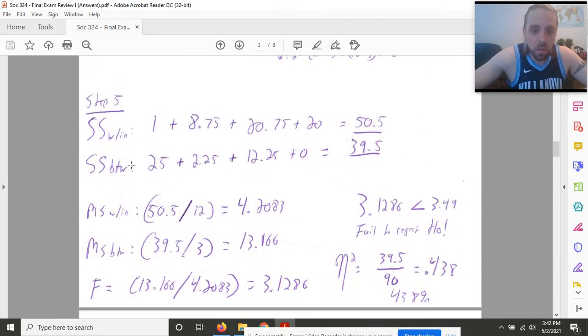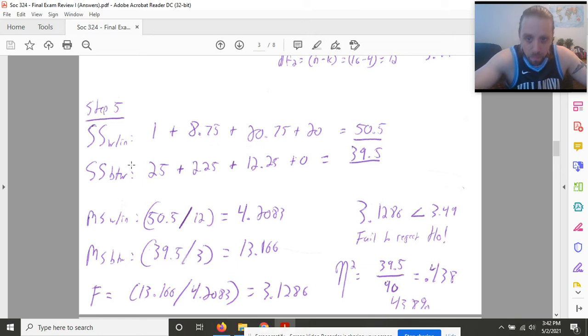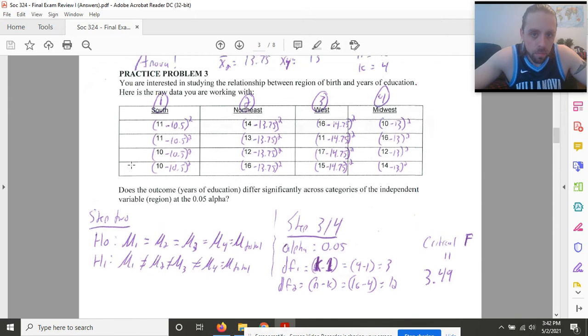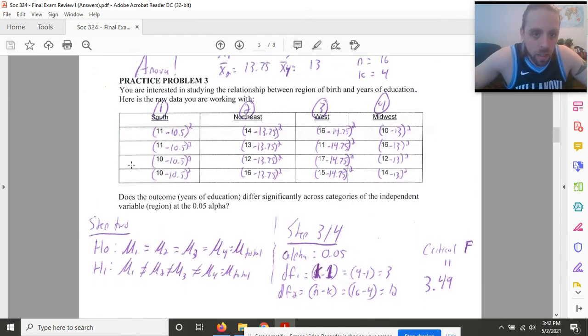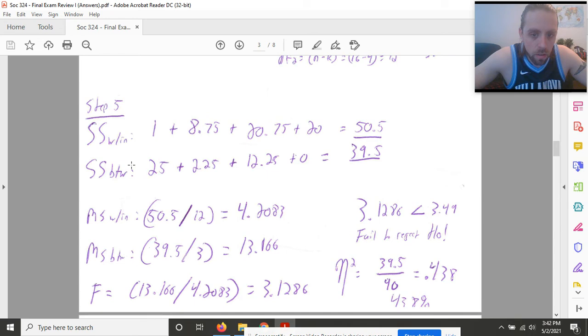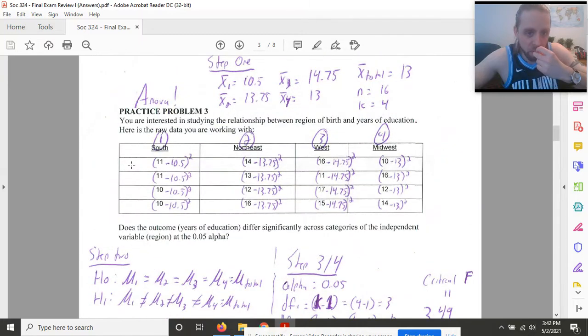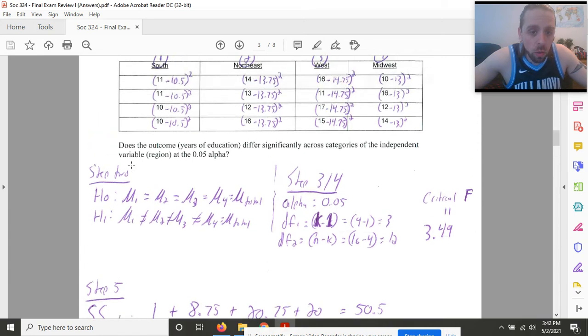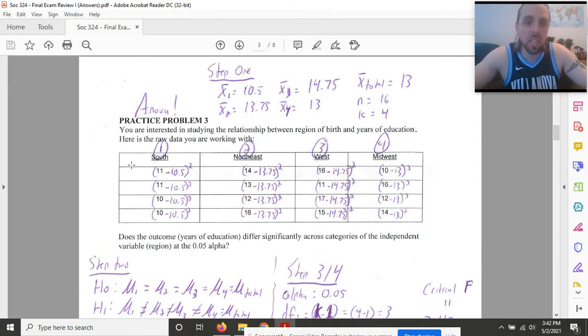We have to calculate a few things here. I'll show you my overall numbers here. I need to calculate sum of squares within the group and sum of squares between the groups. Okay. So sum of squares within the group is the thing that's a little more time consuming. So that's what I always start with.